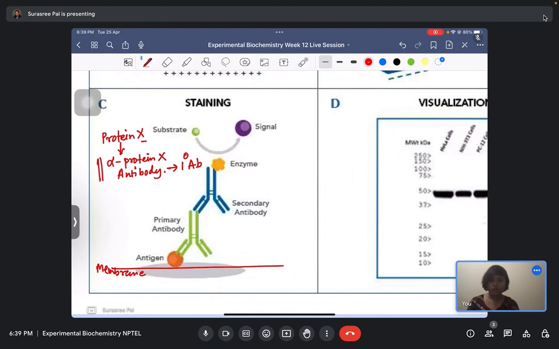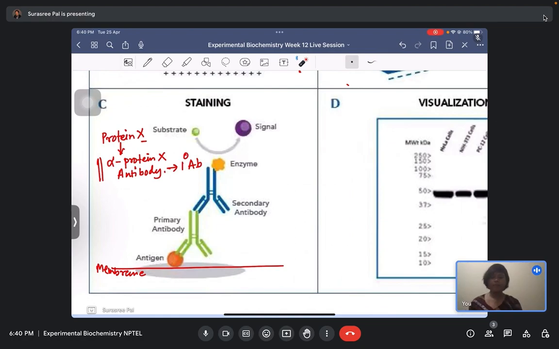Now it is very important to mention here that there are two antibodies which are used. One is a primary antibody, another is a secondary antibody. And the secondary antibody is a special type of antibody because it is conjugated with an enzyme. Now why is it conjugated with an enzyme? For the detection purpose, right?